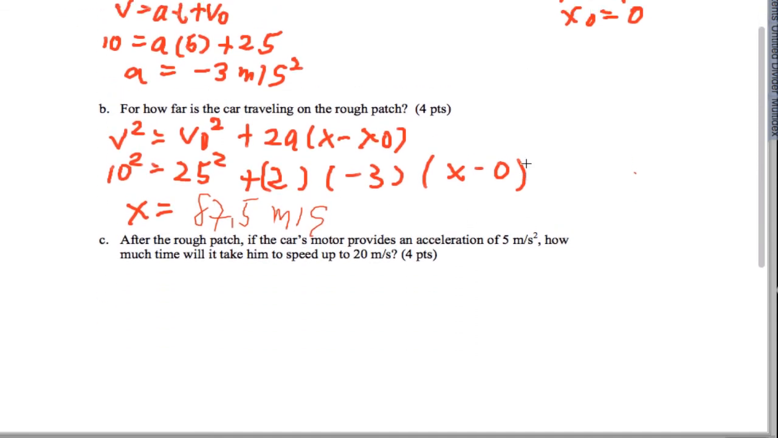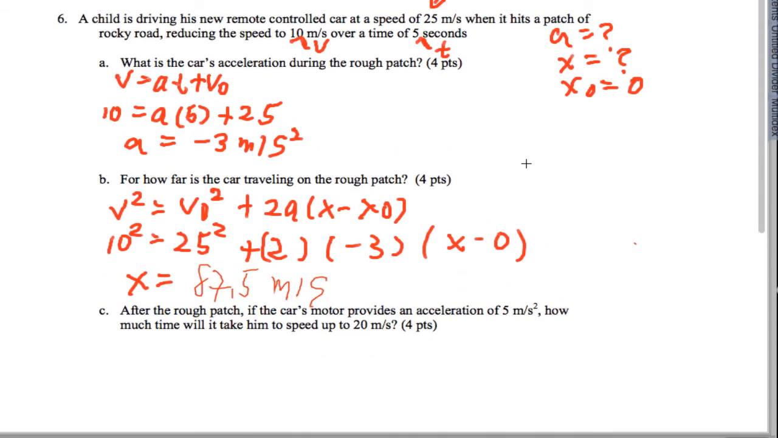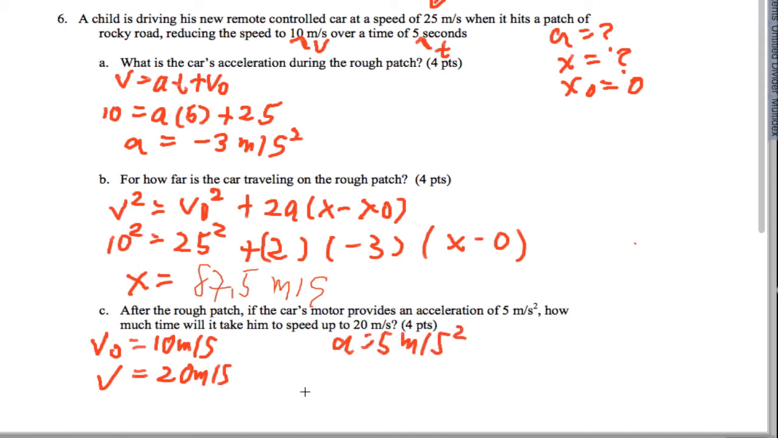And then it says after the rough patch, the car's motor provides an acceleration of 5 meters per second squared, so we want to know how much time it'll take us to get back up to 20 meters per second. So we're already at 10 meters per second having slowed down. We're going to wind up at a speed of 20 meters per second. We have an acceleration of 5 meters per second squared, and we want to know the time that it takes to get back up to the speed of 20.